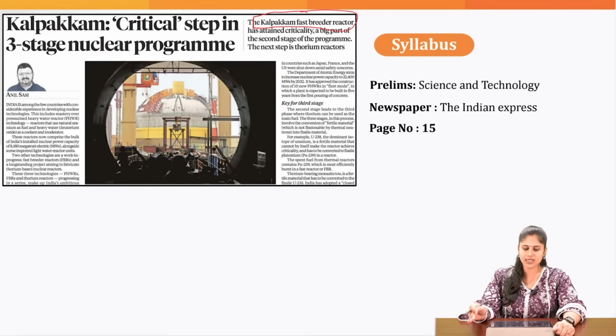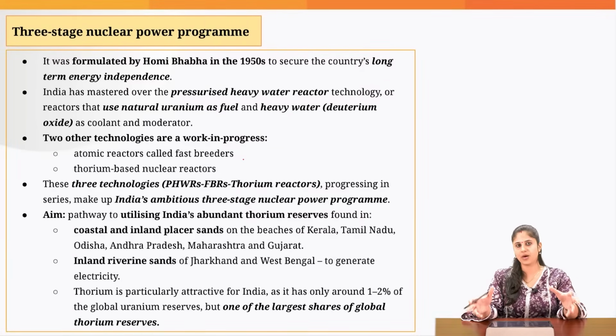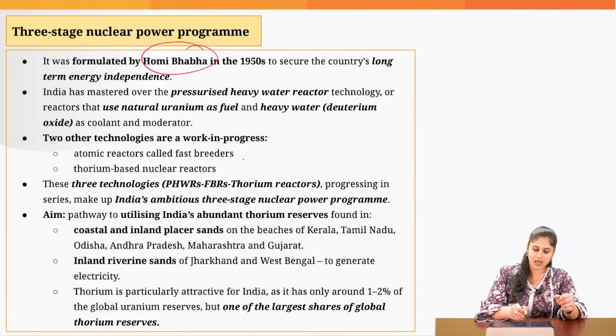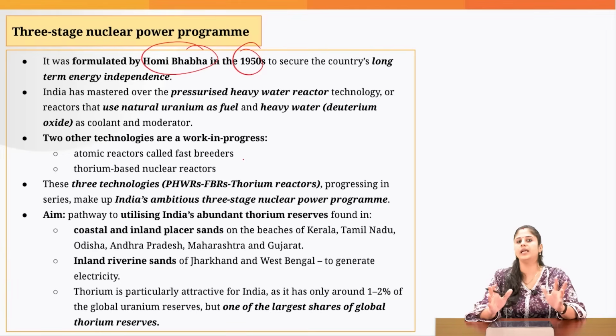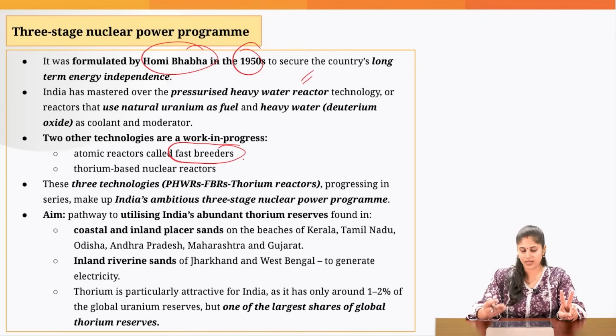So what is this 3-stage nuclear power program? Let's understand. This particular topic is relevant from the science and tech portion of your prelim syllabus. Now, this 3-stage nuclear power program was formulated by Homi Bhabha in the 1950s, with the intent to ensure long-term energy security for India. The first stage is a pressurized heavy water reactor. The second stage is the fast breeders, that is Kalpakkam, where we have attained criticality, and the last stage would be thorium-based nuclear reactors.